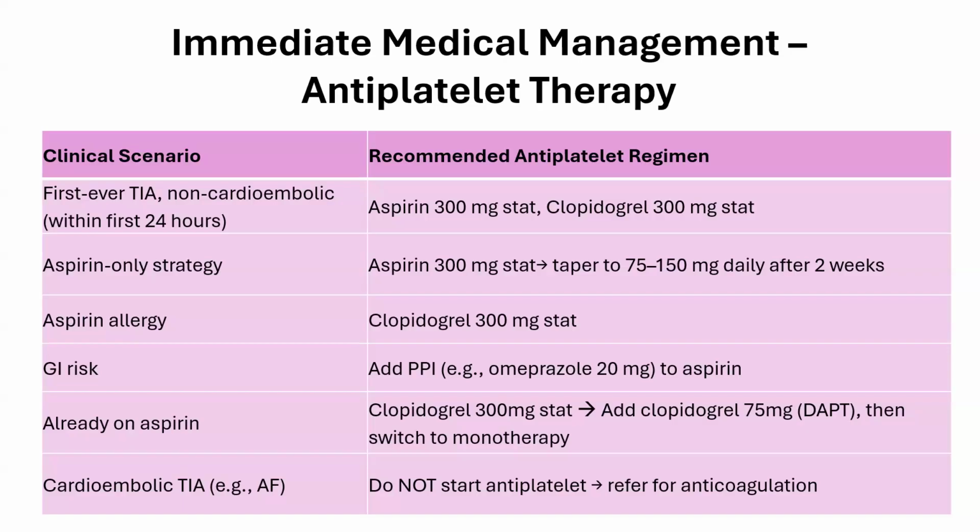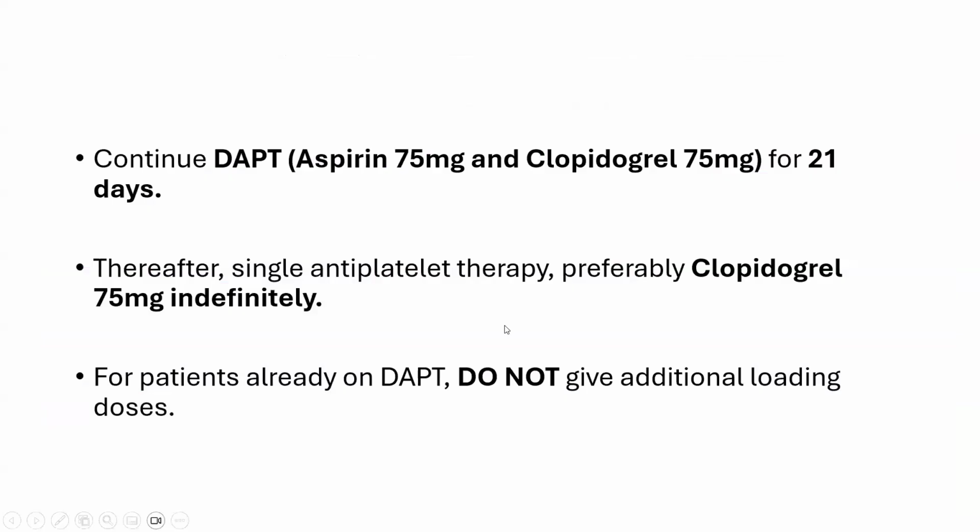Then, if a patient is already on aspirin, of course we can give clopidogrel 300 milligrams stat at that time. And usually, after the stat doses, we give dual antiplatelets, that is aspirin 75 milligrams and clopidogrel 75 milligrams for 21 days, and thereafter we have to continue clopidogrel 75 milligrams indefinitely.